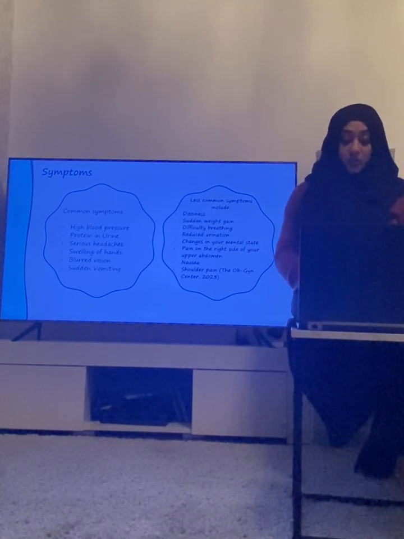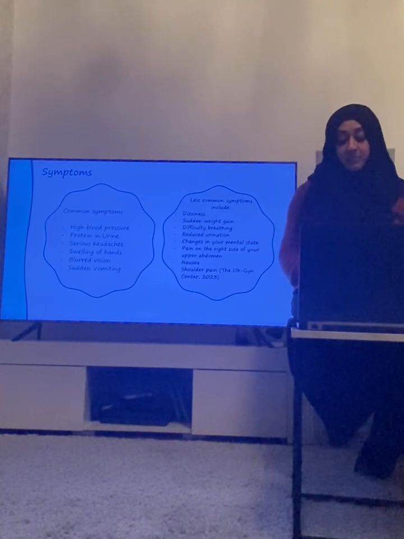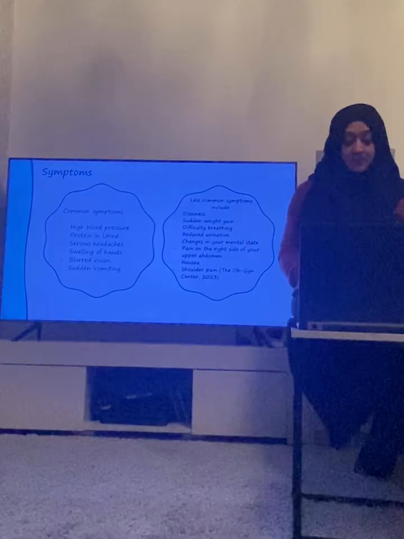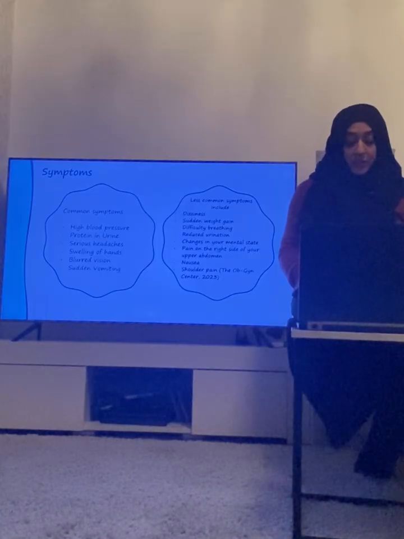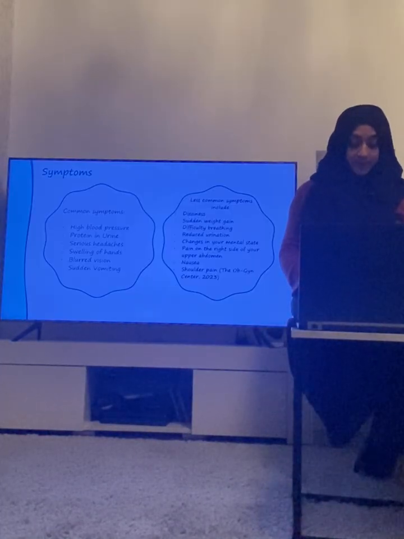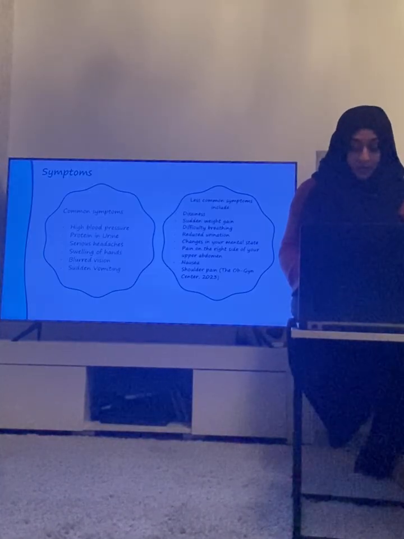Recognising signs and symptoms is also important, as this will aid in diagnosis and management. Some common symptoms are high blood pressure, protein in urine, serious headaches, swelling of hands, blurred vision, sudden vomiting. Less common symptoms include dizziness, sudden weight gain, difficulty breathing, reduced urination, changes in your mental state, pain in the right side of your upper abdomen, nausea, baby's growth is slower than typical, and shoulder pain.